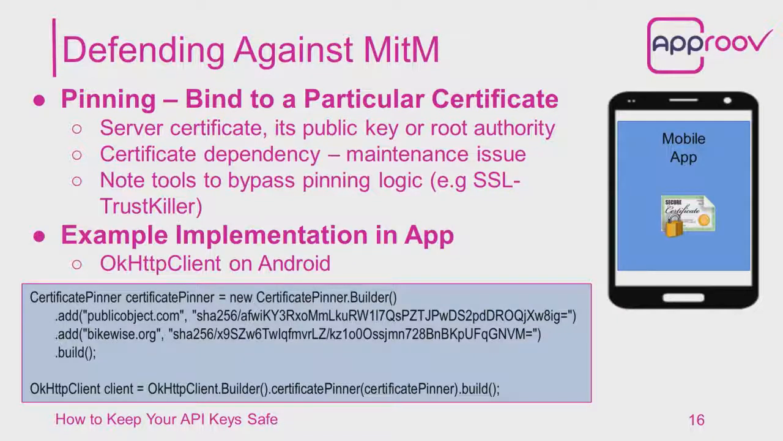The implementation of it is quite straightforward. This is the OkHttp client on Android, in Java. There's a certificate pinner class, and basically you provide a URL and a hash of the certificate you expect to see into the HTTP client, and that basically means whenever you access that particular URL, it will only open the communication if it sees that particular certificate.